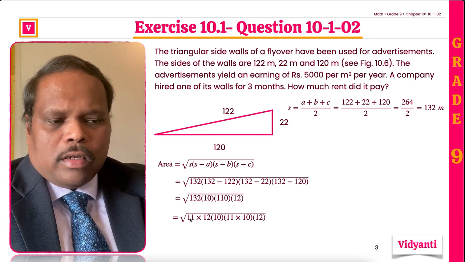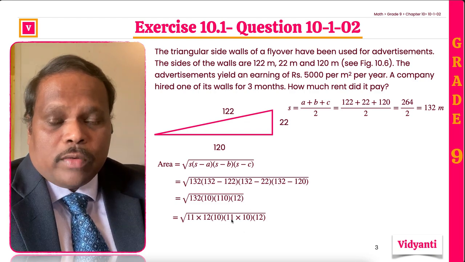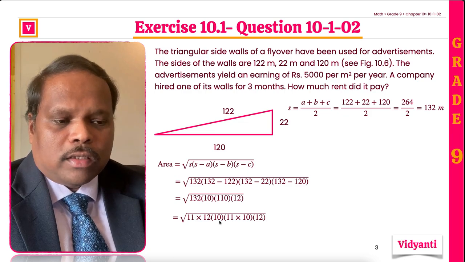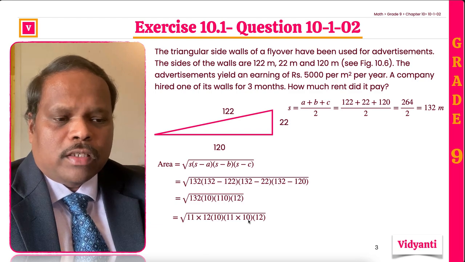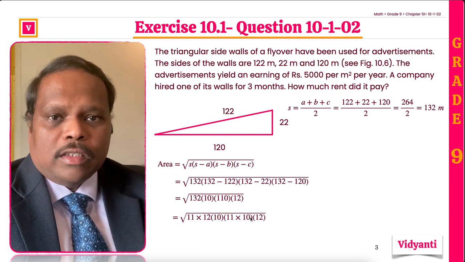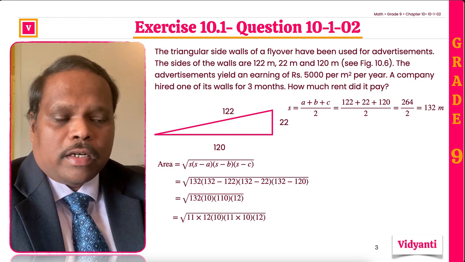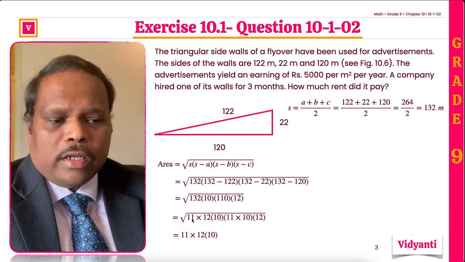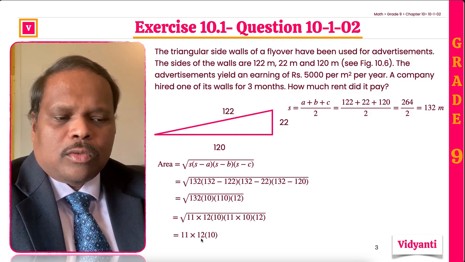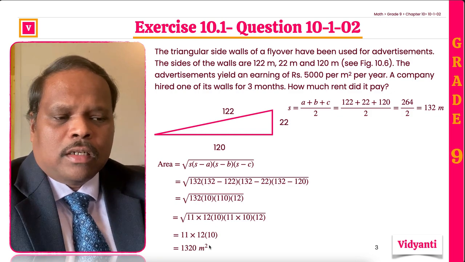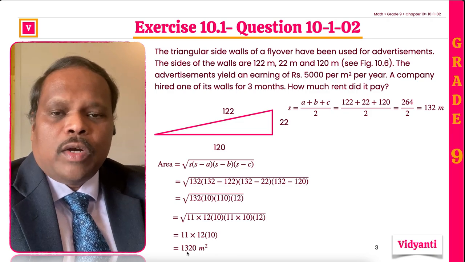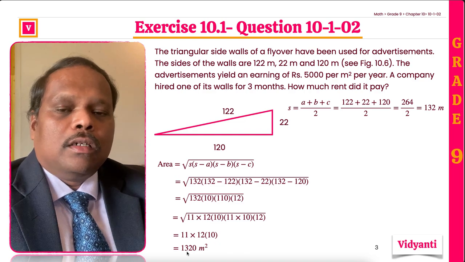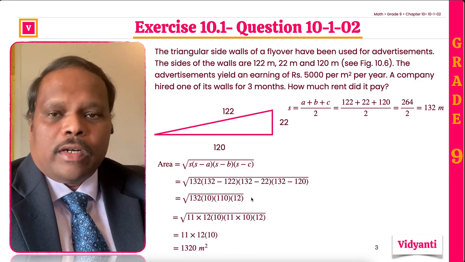Now, 11 appears twice. So when we take the square root, we are going to write it only once. 12 appears twice. So again, it is going to be written only once. And 10 is repeated twice. So we will write that one time only. So when we take the square root, 11 once, 12 once, and 10 once. 11 times 12 is 132, times 10 is just adding a 0. So 1,320 meters square will be the total area of that advertisement.